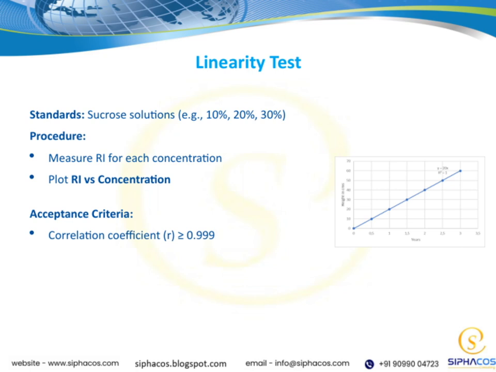This step is essential because it ensures that our measurements are consistent and dependable, which ties into the overall theme of method validation. A linear response gives us confidence that the method can accurately reflect concentration changes in real samples.